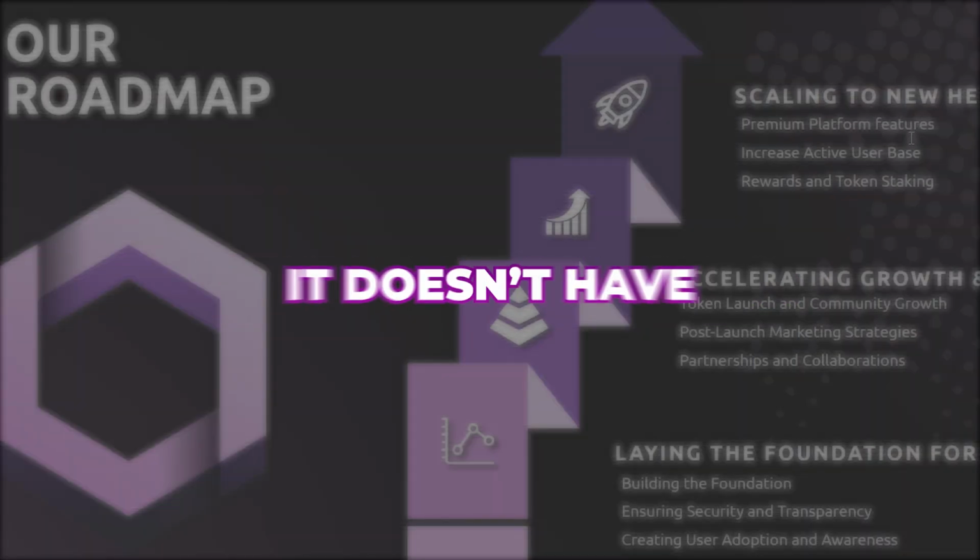The roadmap, it doesn't have any dates. It doesn't have any specific details. The roadmap is, we're going to start the protocol. We're going to make it better. It's going to get bigger. That's the roadmap. It needs to be more specific.